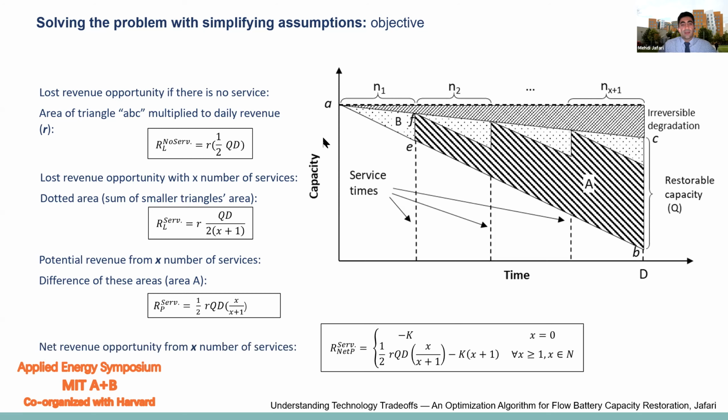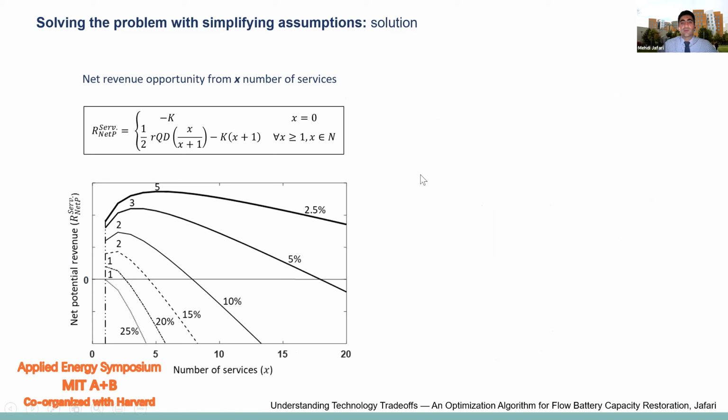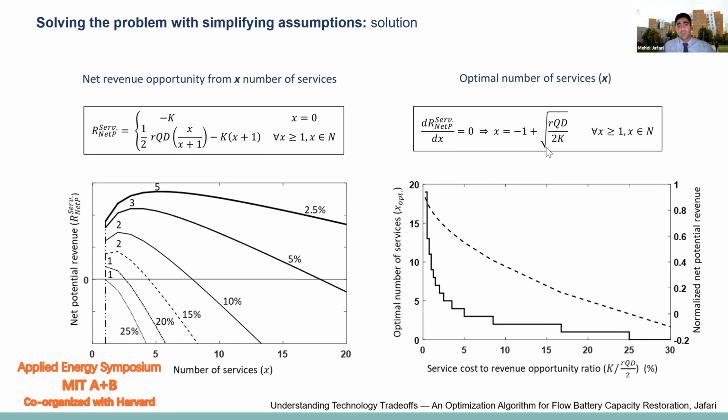And if we develop the final equation, the net revenue opportunity for each number of services will be as shown in the last equation. We can show that this equation is convex and it has only one solution. And if we plot this equation for different numbers of services, we can see that the optimal number of services is only one number, so it has only one maximum. Also, we can observe from this figure that for different ratios of cost versus the potential revenue, we have different optimal numbers of services. We can find the optimal number of services with respect to the revenue opportunity and also the cost of the services. So from these figures, we can see that the linear version of the problem has an optimal solution.